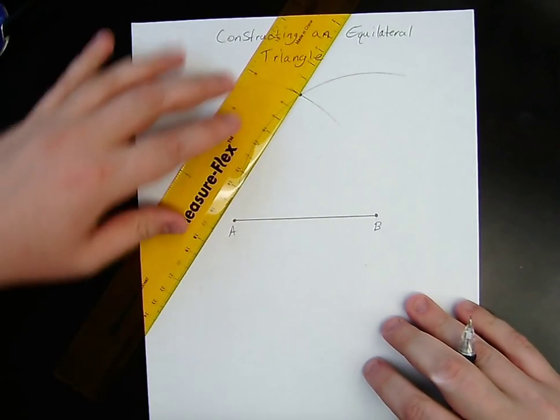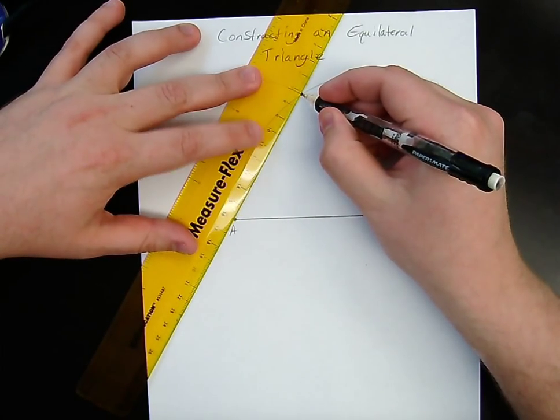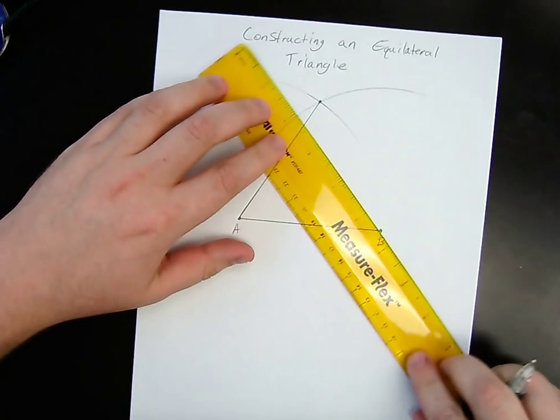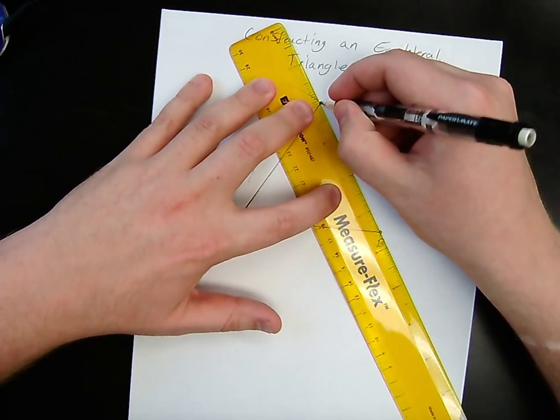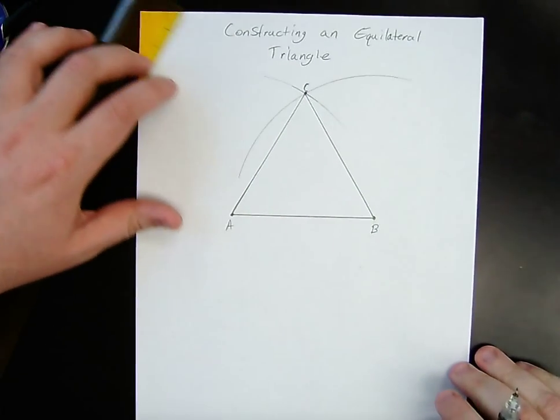Now if I connect the dots, you'll be able to see that it looks equilateral, and we can actually verify that with the ruler if we're unsure of ourselves. So I connect, this is my point C up here, and I now have an equilateral triangle ABC.